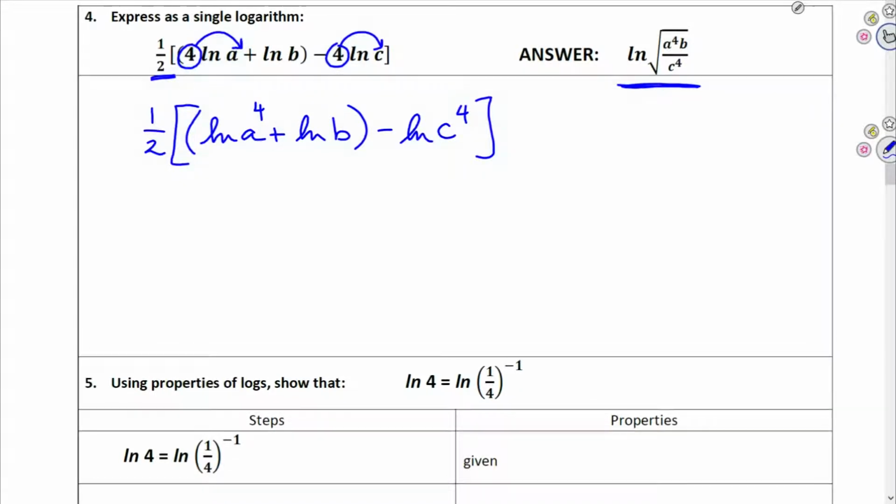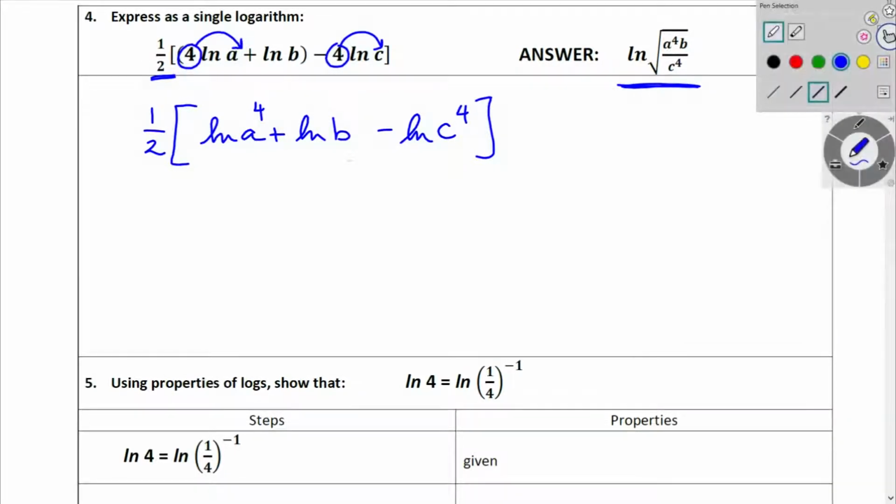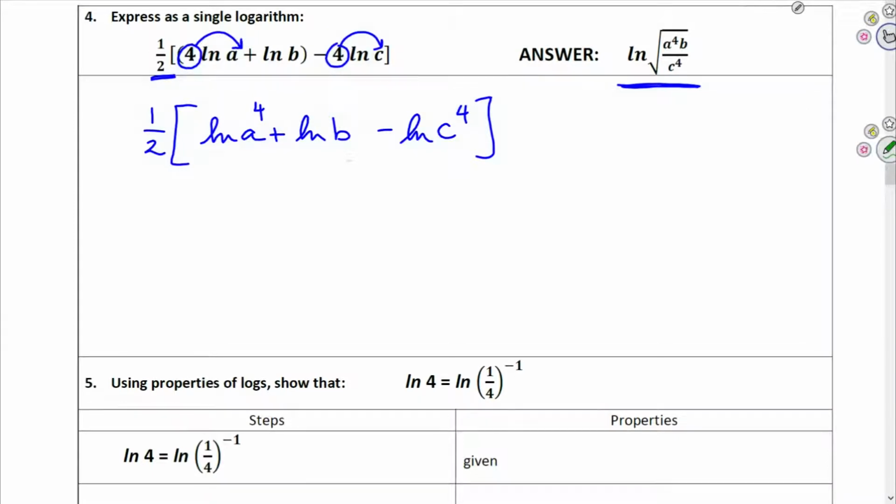Okay, and then I don't really need the parentheses. It doesn't change the problem at all. I think it's easier to think about it that way. And then I'll combine all of this into one logarithm with the same base as before, which is the natural log.